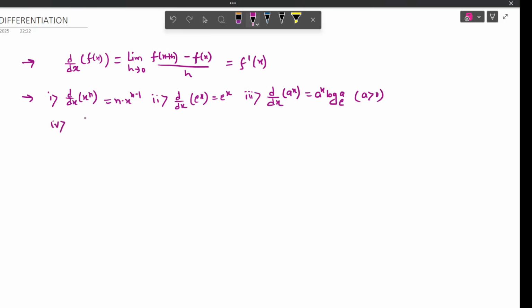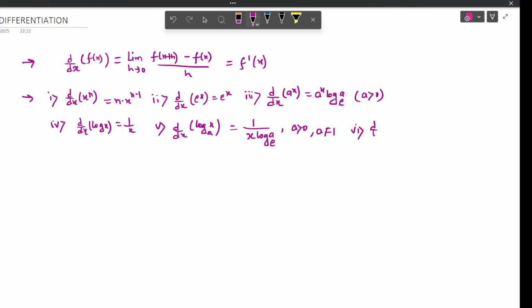Number 4, d dx of log of x is 1 by x. Number 5, d dx of log of x base a is 1 by x log of a base e, where a should be greater than 0 because it is within the log, and a should not be 1 because log of 1 is 0, 1 by 0 is undefined.